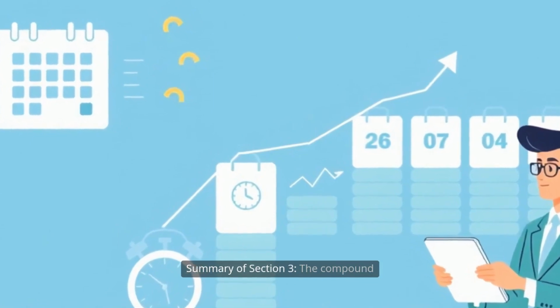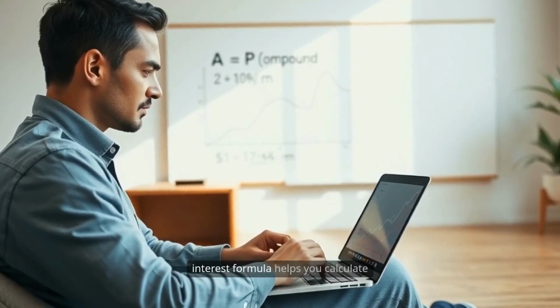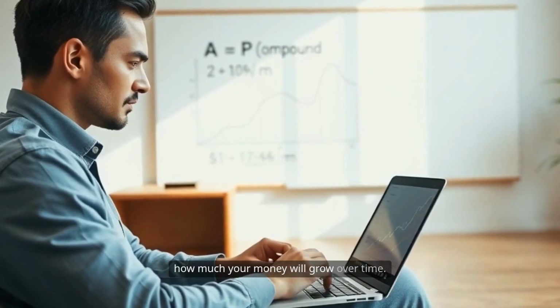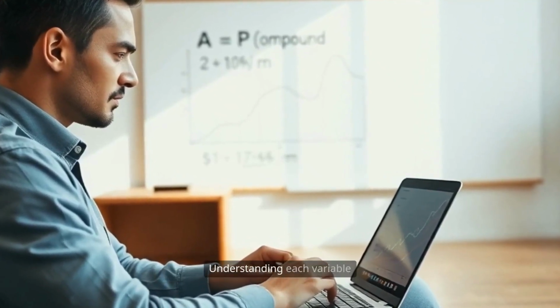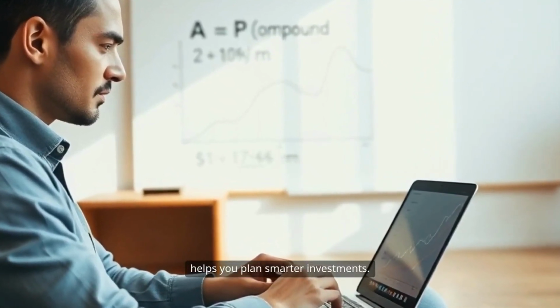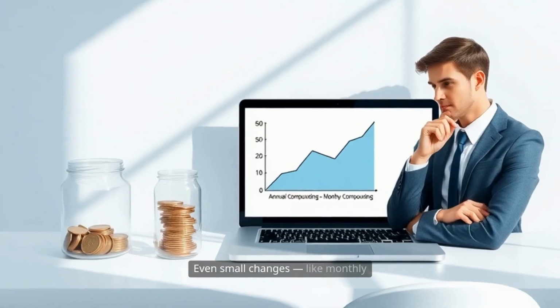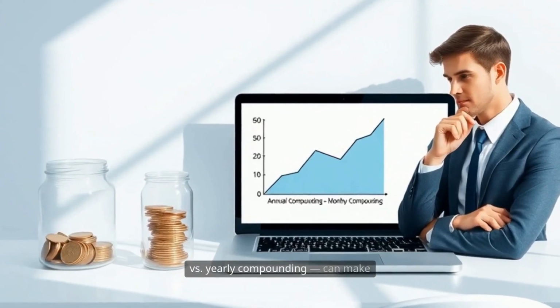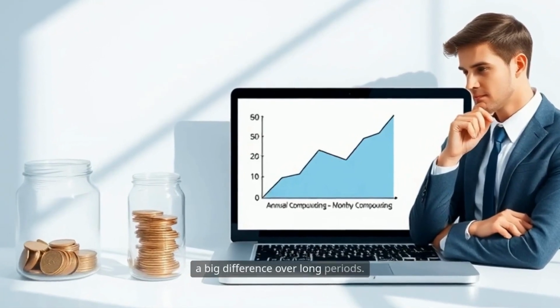Summary of Section 3. The compound interest formula helps you calculate how much your money will grow over time. Understanding each variable helps you plan smarter investments. Even small changes, like monthly versus yearly compounding, can make a big difference over long periods.